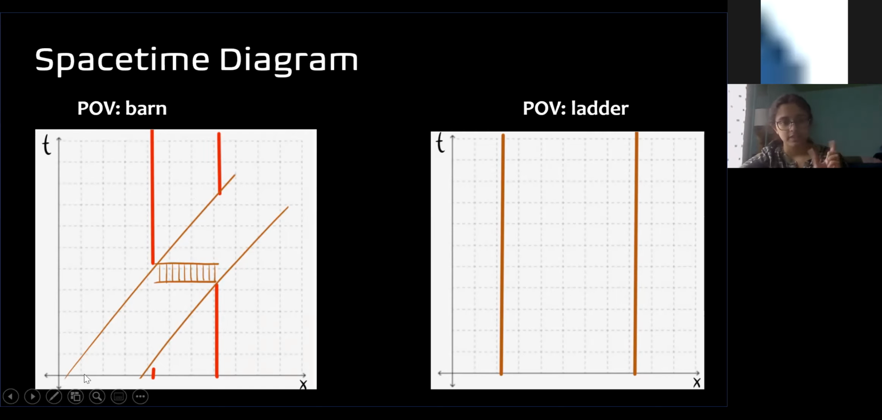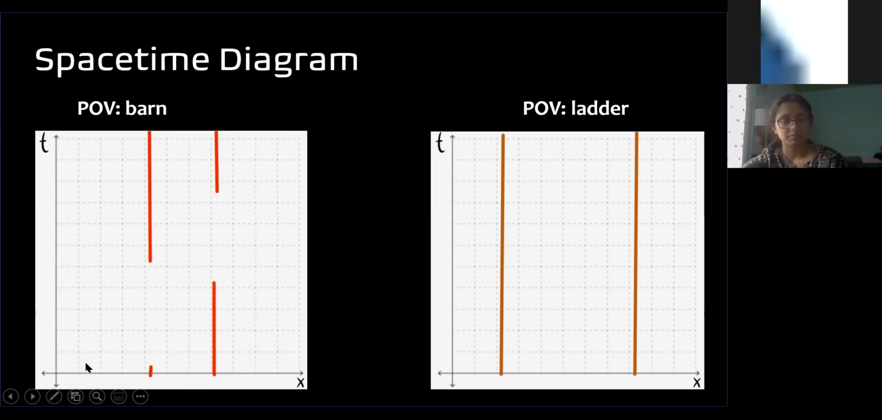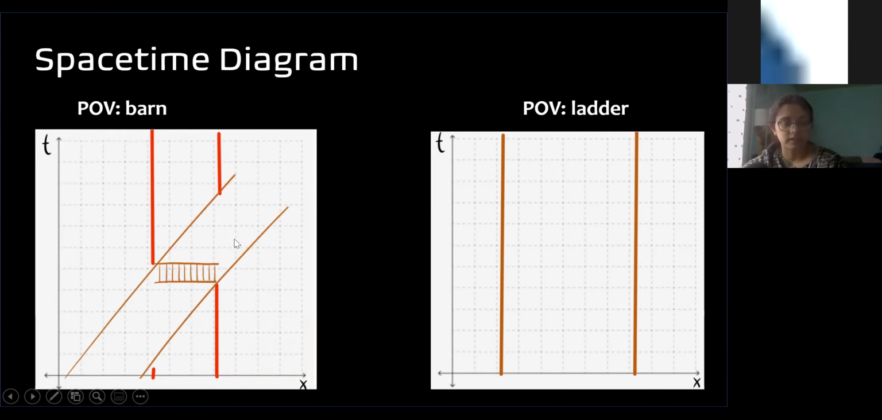Remember, since the ladder is length contracted, it'll move upwards through time and it'll move through space. And at some point, it'll fit perfectly inside the barn. And just for an instant, both of the doors can be closed with the ladder still inside the barn.